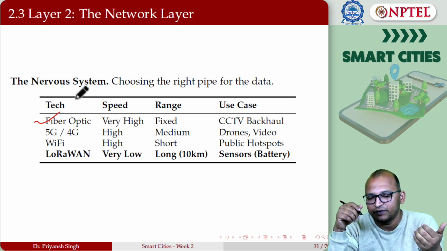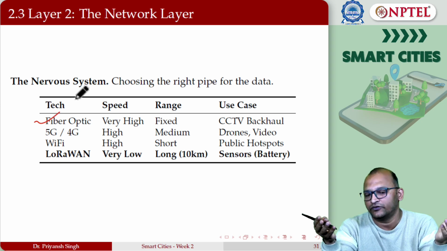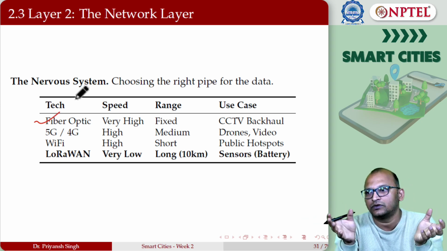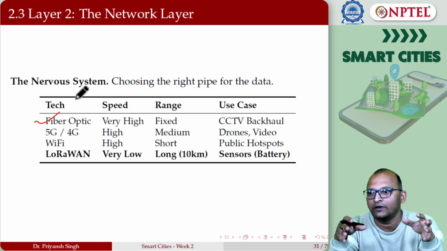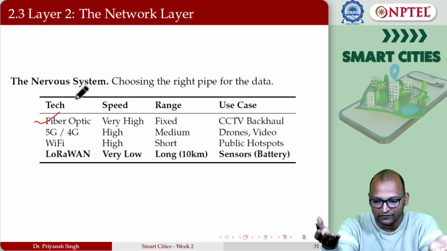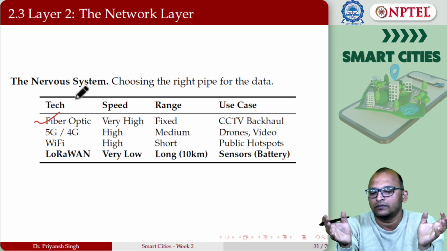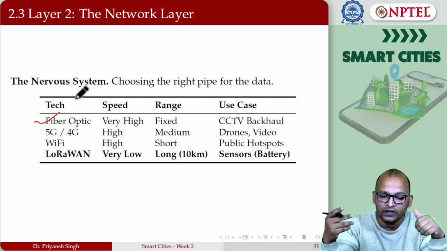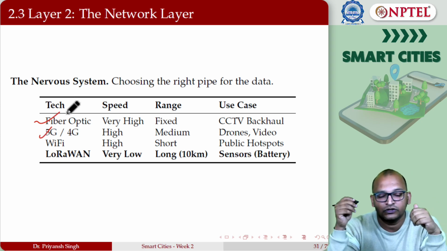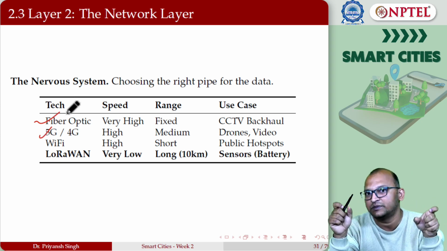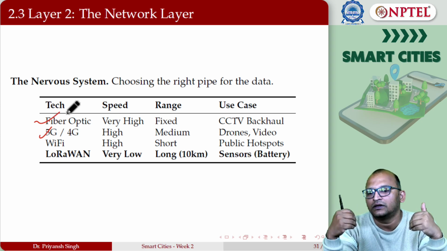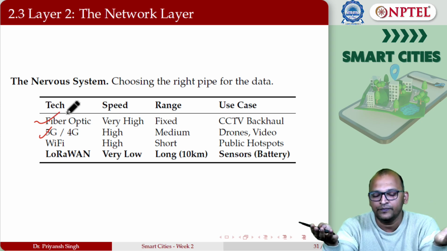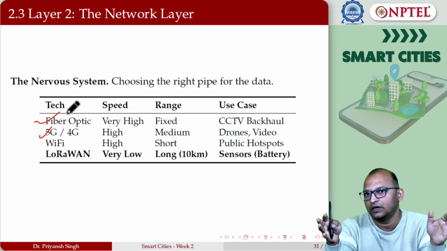Based on their speed and range, their use cases could be different. With fiber optics, the speed is very high, but the range is fixed. You can only extend the services where you are able to provide the fiber, and you can use it in CCTV systems. Then we have technologies like 5G or 4G. Again, the speed is high, and the range is higher than the fiber optic system, but it is still medium, not very large.